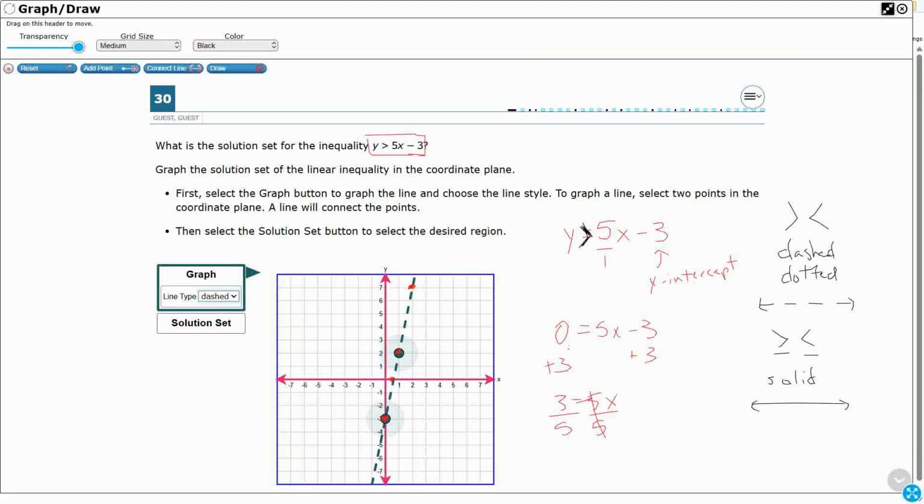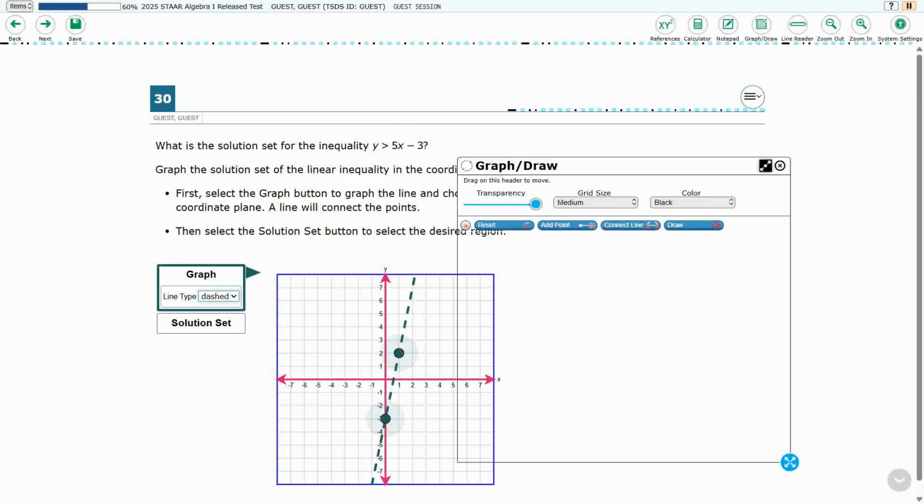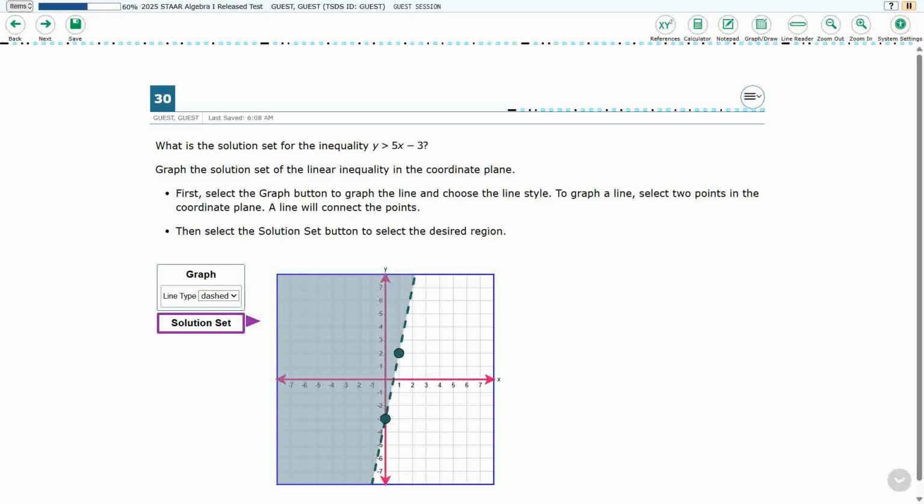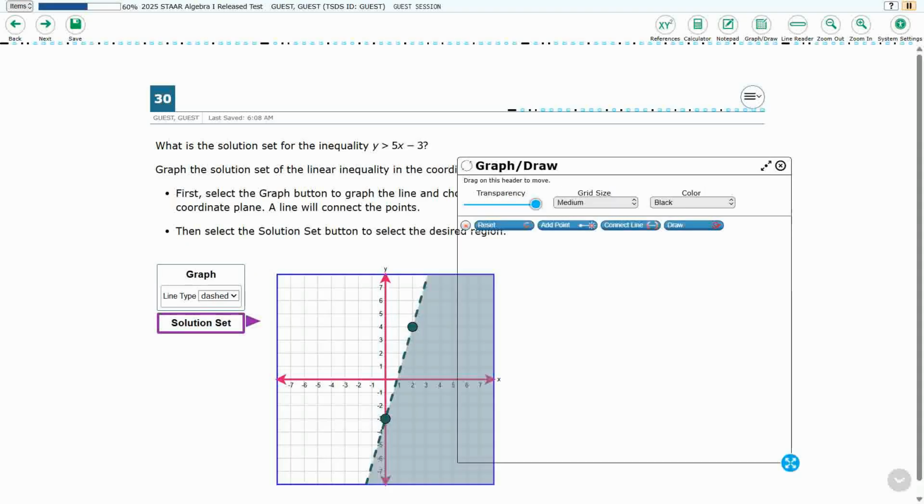All right, so that's better. That is 1 point. We have the correct line. Now we need to worry about our solution set. Okay, are we going to go above or below the line? And that's going to be our question. And so let's get that line back to where it was. All right, there we go. Got our graph right here. And now we need to worry about where that shading is going.